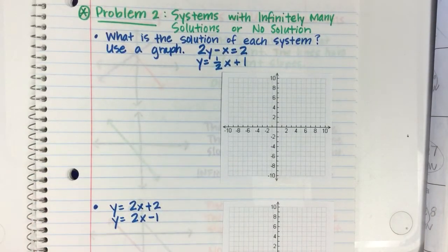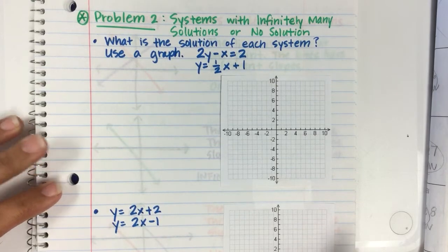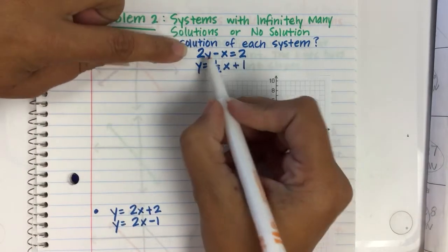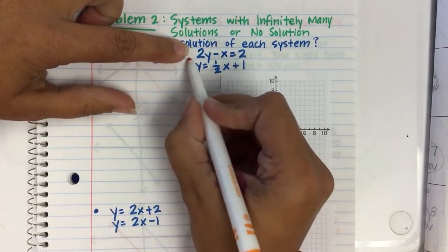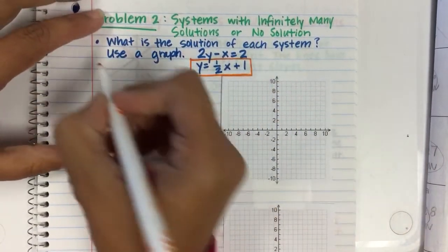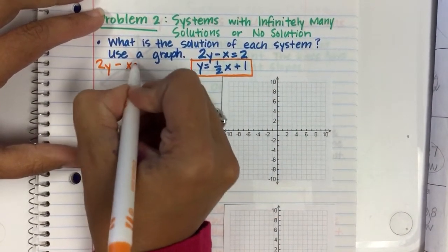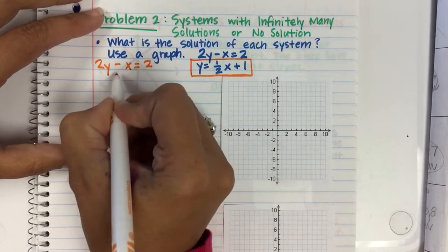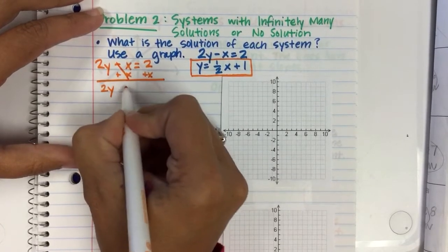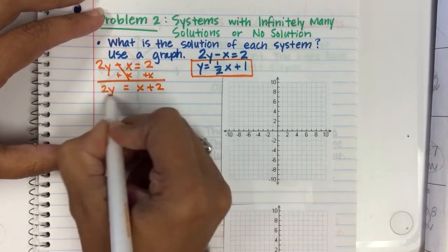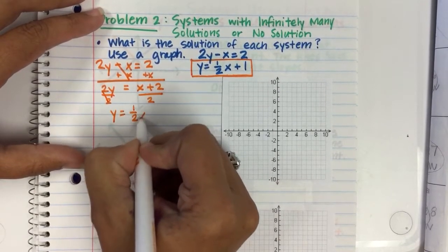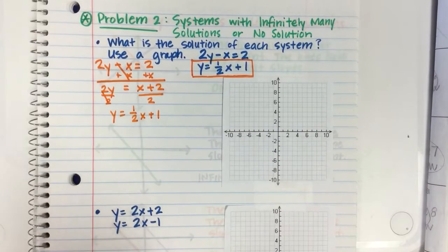All right, problem type 2, systems with infinitely many solutions or no solution. What is the solution of each system? Use a graph. So I'm going to graph both of these, but they have to be in y equals mx plus b form for me to easily graph. This one is, but this one's not, so I'm going to solve this one for y, which means I'm going to add x to both sides. Divide by 2. Y is equal to 1/2 x plus 1.